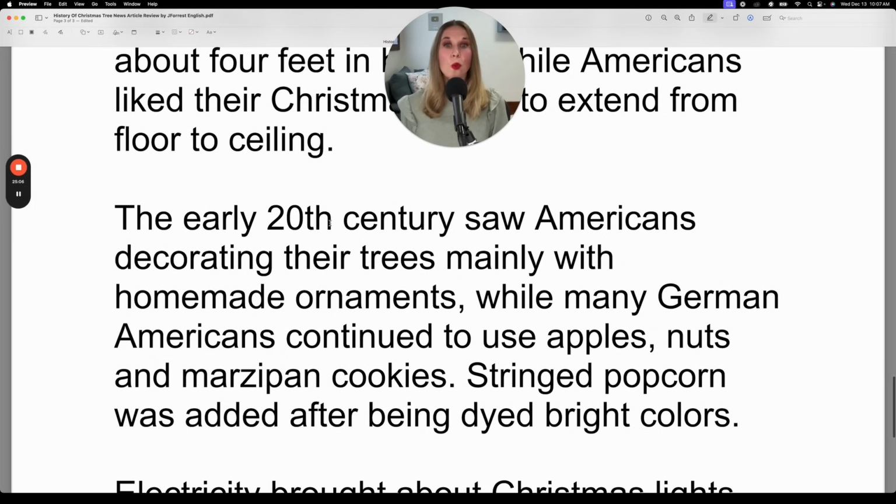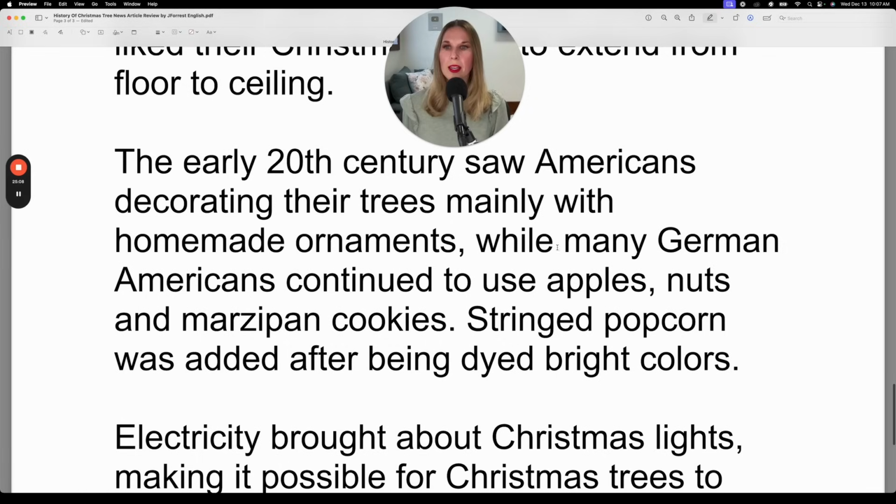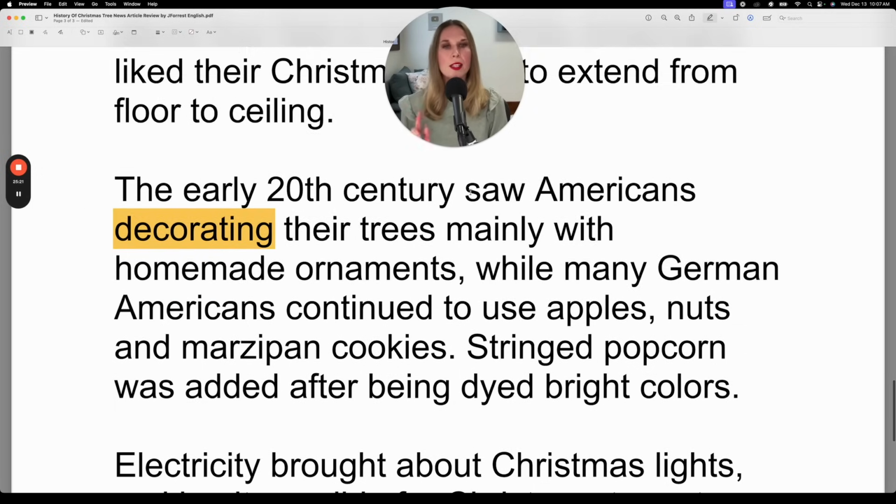The early 20th century saw Americans decorating their trees mainly with homemade ornaments. Okay, so again, we have our verb decorate. This time it's in the gerund form because this is an expression we have when you see someone or a group of people doing something. So doing, that's our verb. You replace it with any verb and you can put it in the ing form because it's an action in progress.